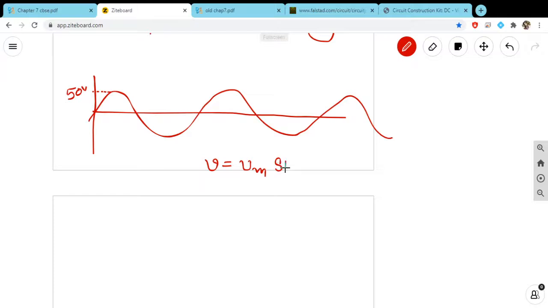So sine theta, but theta can be converted to omega t, as I told you in the previous chapter. Theta can be written as omega t. Again I remind you, omega is angular velocity or angular frequency. Angular velocity is displacement by time, theta by t. So that makes theta equal to omega t, and sine theta will be replaced by sine omega t. This gives us a perception of time as the graph goes.